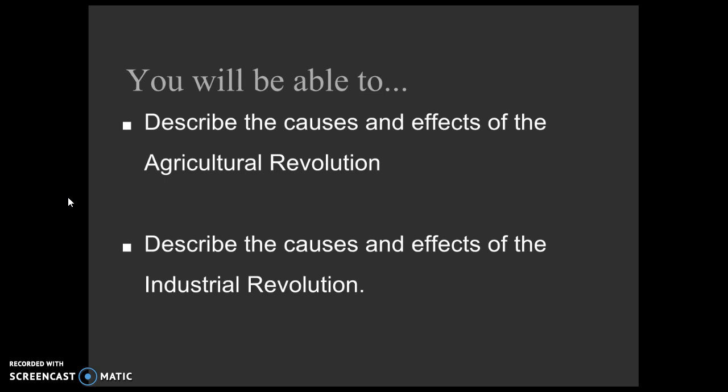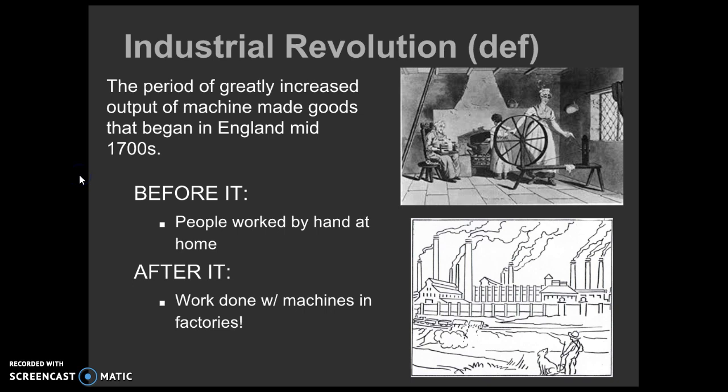The goals for this will be that you'll be able to describe the causes and effects of the Agricultural Revolution and to describe the causes and effects of the Industrial Revolution. So the definition for the Industrial Revolution, you can pause this slide and write this down. The period of greatly increased output of machine-made goods that began in England in the mid-1700s. That's the definition. Before the Industrial Revolution, people made everything by hand and at home. After it, work was done by machines and everything was made in factories.